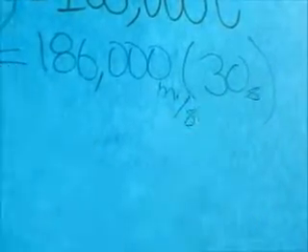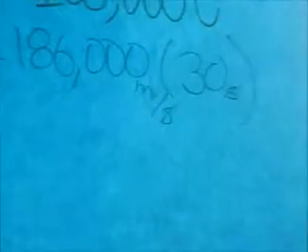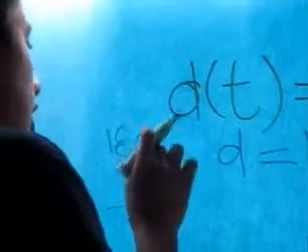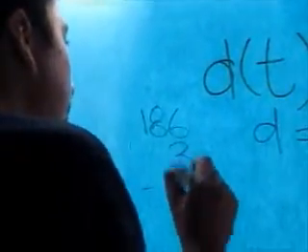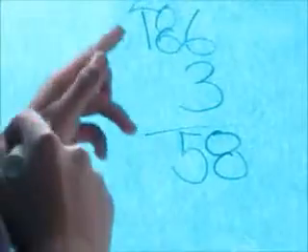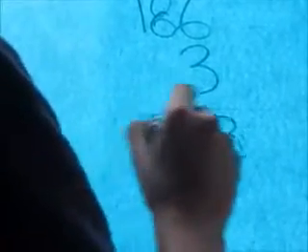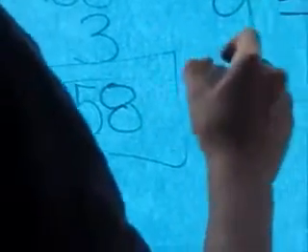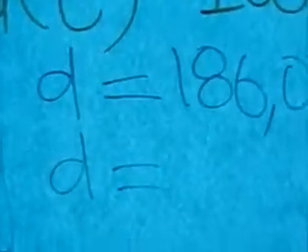So these units cancel each other. We multiply 186 times 3. At the end we add all these zeros. 6 times 3 is equal to 18, and we have 1. 3 times 8 is 24, and we have 1 is 25. 3 times 1 is 3, and 2 is 5. So it is 558.